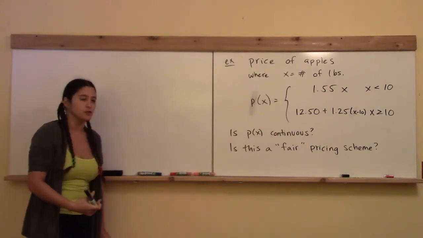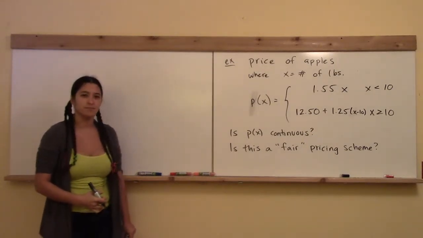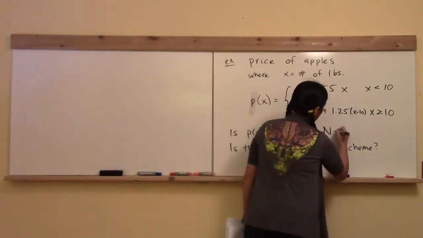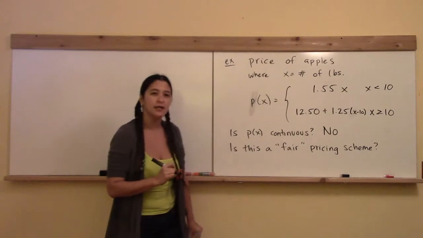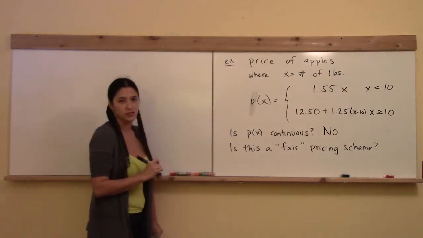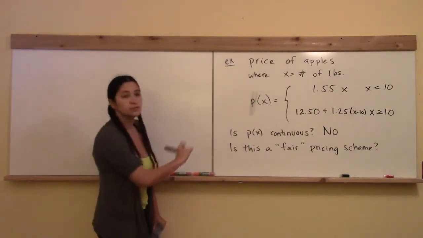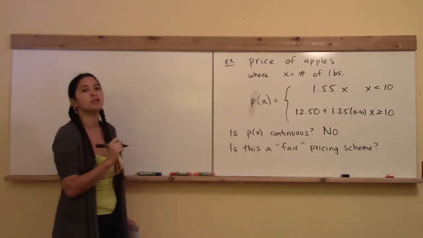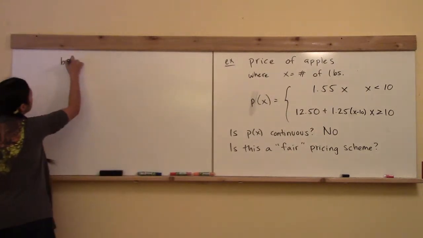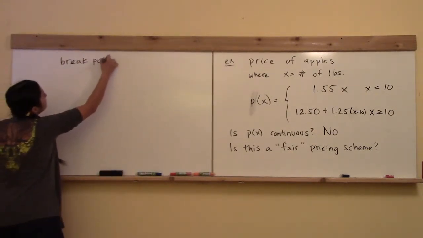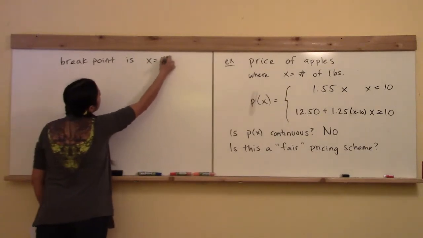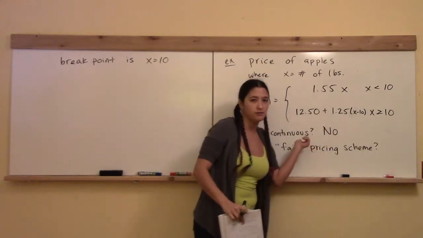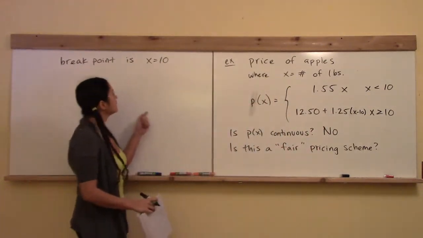Okay, so what did you conclude? Is P of x continuous? No, it's not continuous, right? P of x is actually discontinuous, and specifically at what point did the pricing scheme become discontinuous? Check the breakpoints, right? That was my starting point, that if we have a piecewise function, we must always check the breakpoint. And what I mean by breakpoint, here the breakpoint is x equals 10, because that's the value at which I change my mind on how I'm going to define the function.